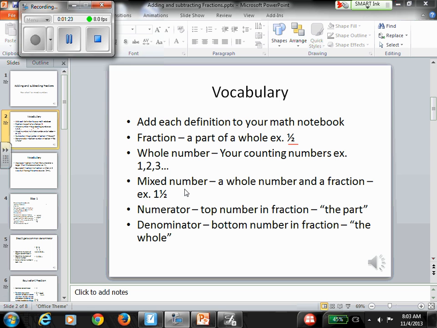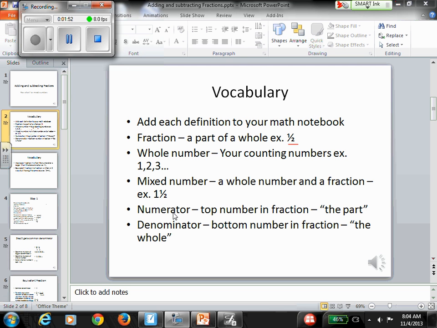Next, we're going to go down to mixed numbers. Mixed numbers are a whole number and a fraction. So you're going to have one whole part plus you could have 1/2 of another part. So if you think about it, you might have a pizza and a half of a pizza. So you could eat 1½ pizzas.